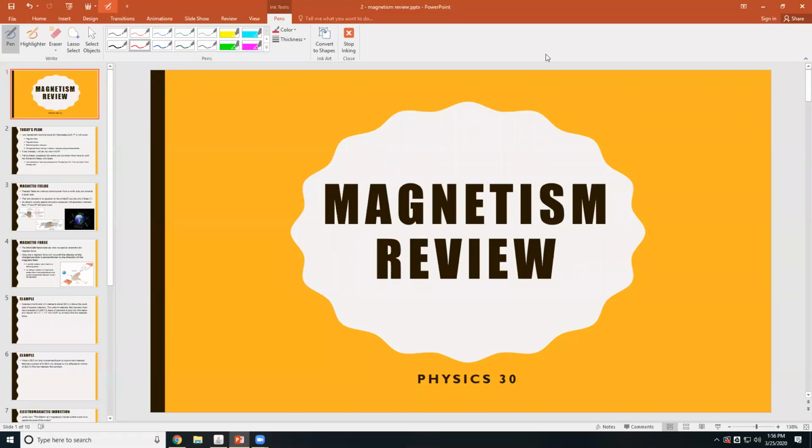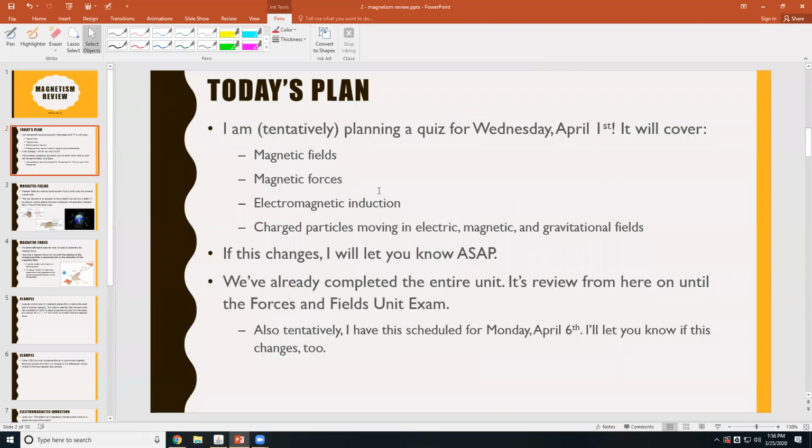Okay, so for today's lesson, we're going to go over magnetism. We started covering this just before, of course, the class cancellations here, but we're going to continue going over some of the things we had talked about. Those things are going to include magnetic fields, magnetic forces, electromagnetic induction, as well as charged particles moving in electric, magnetic, and gravitational fields.